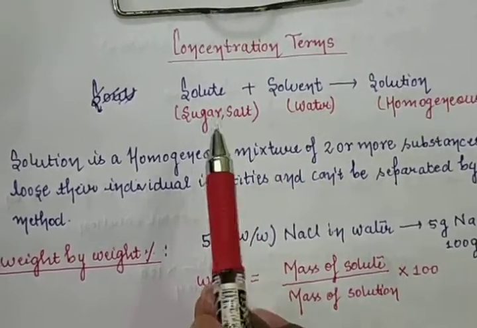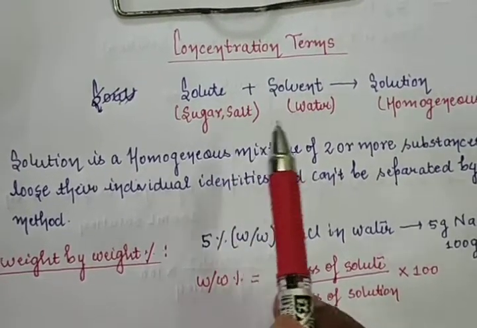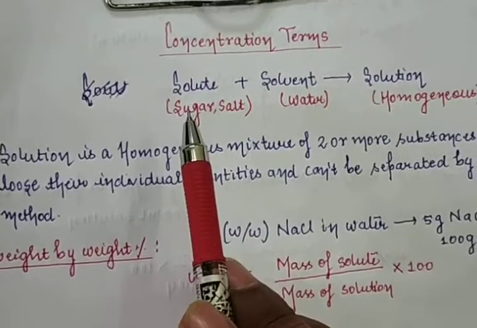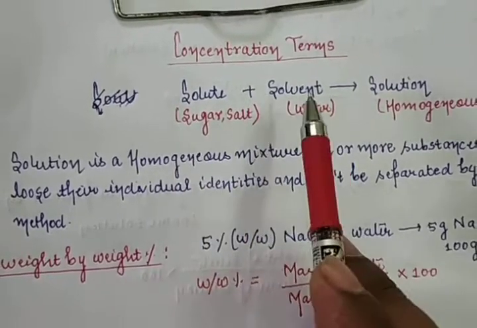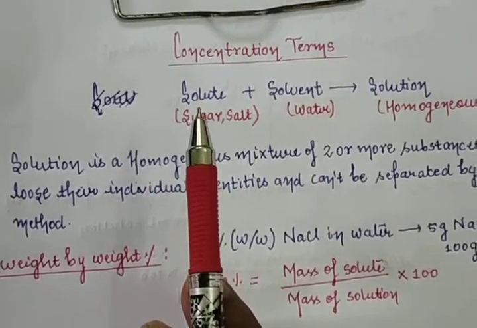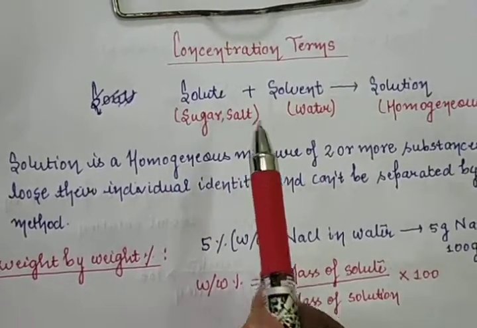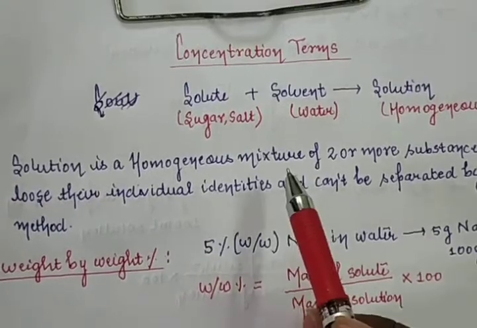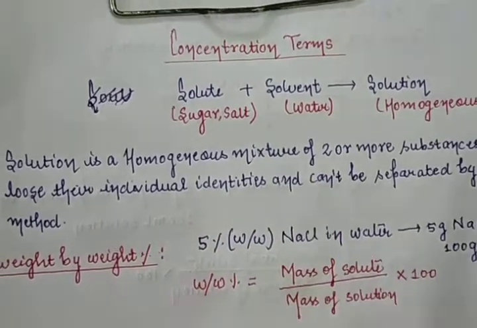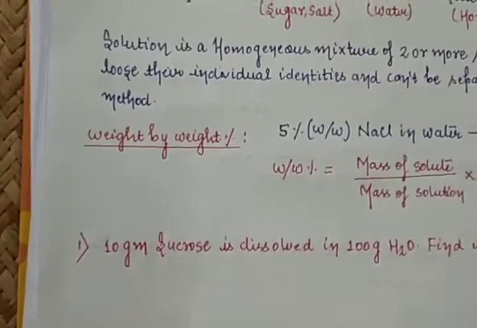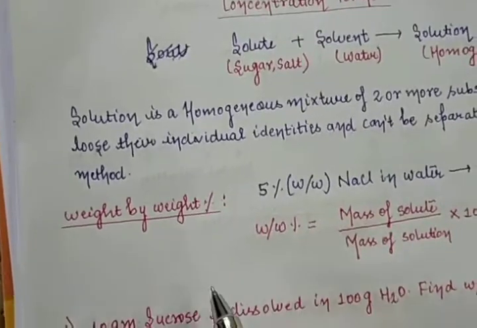Now suppose you have a concentrated solution and a dilute solution. When the solute molecules are greater than the solvent, then a concentrated solution forms. Now when the solvent molecules are greater than the solute particles, then a dilute solution forms. Clear? Now here this is a part of concentration terms.